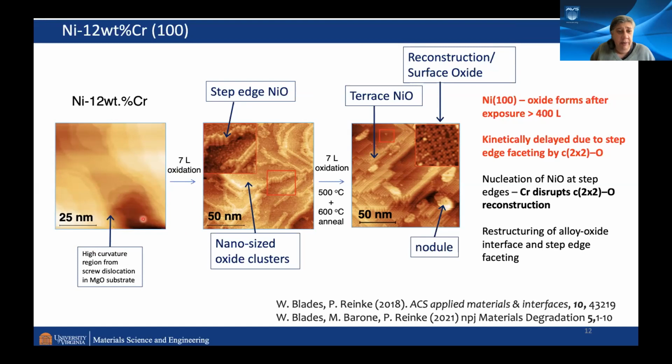This is the nickel chromium alloy, 12 weight % chromium in this one. And you can see there are some curvatures here which come from screw dislocations in the substrate. So you start oxidizing and you see two populations. One are these clusters, which are on the terraces, and the other one is this step edge decoration, which is very nicely crystalline, very specific structure.